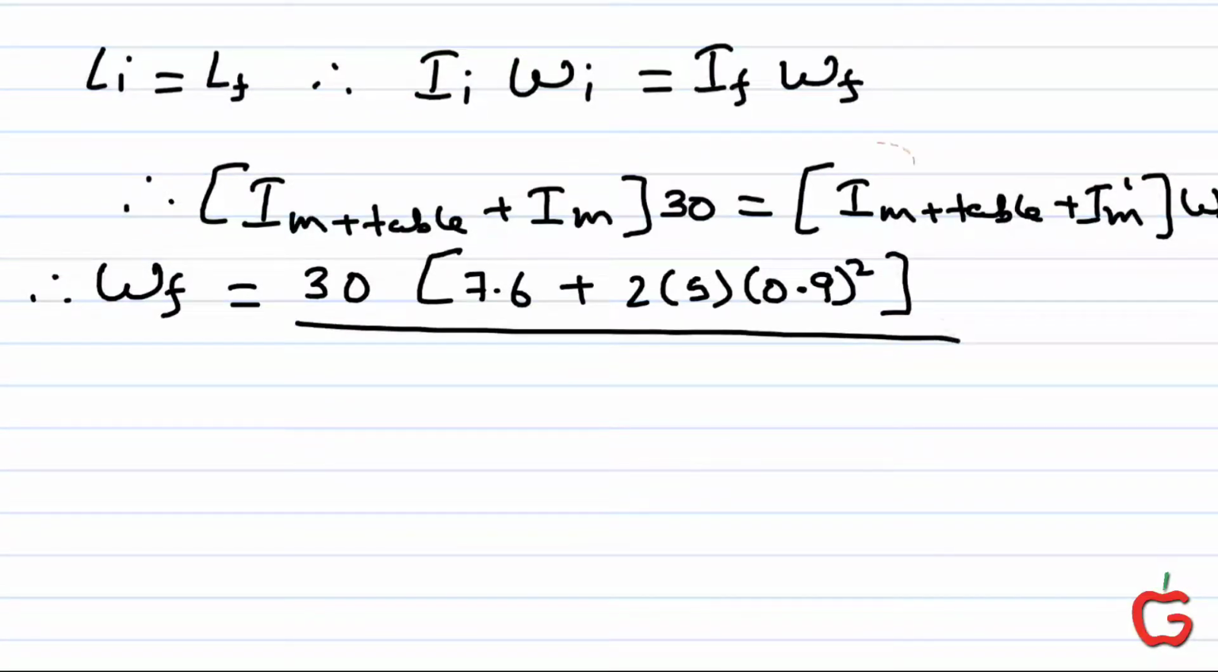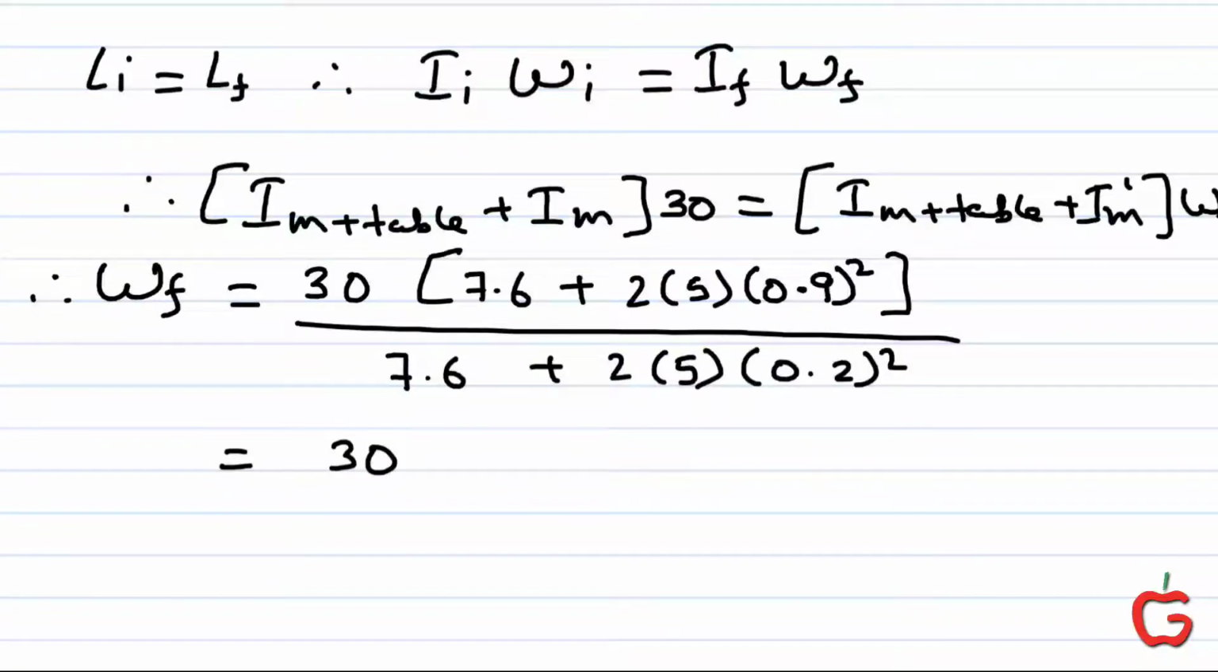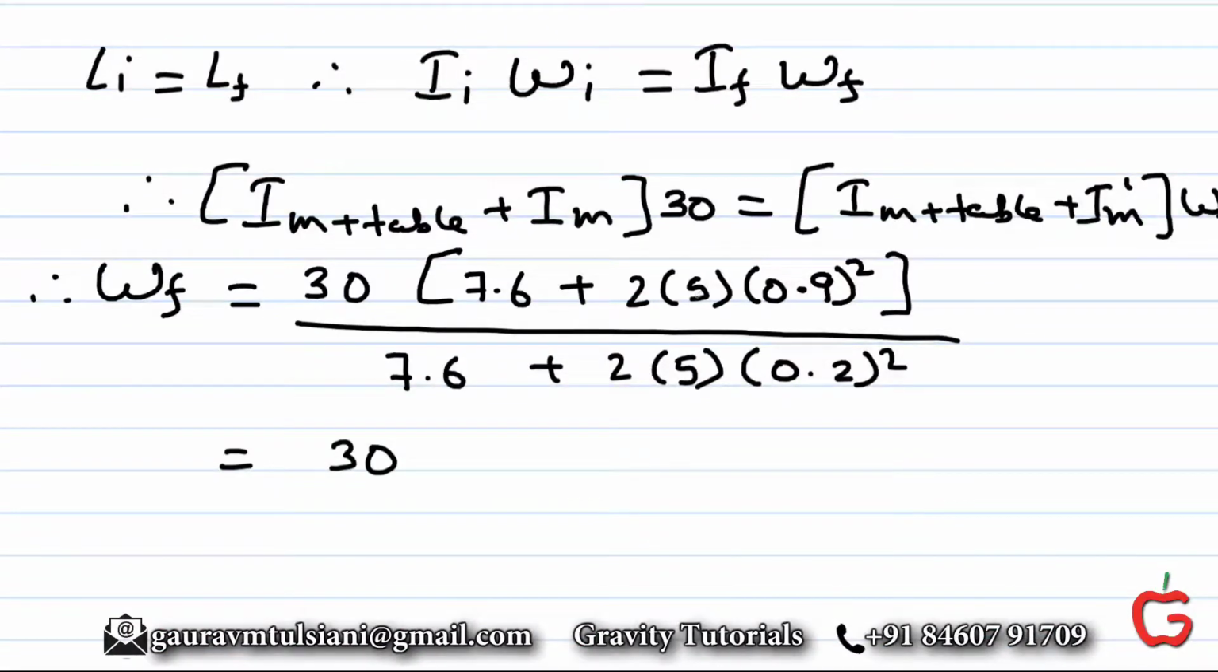This is divided by this bracket, which is 7.6, man plus table, plus 2 m r squared. 5 kilogram is the mass of the weights the man is holding, and the new distance changes to 20 centimeters, so 0.2 squared. So we calculate this. This is 30 times 7.6 plus 0.9 squared, which is 0.81 into 10, so 8.1, plus 7.6. This gives us 15.7.